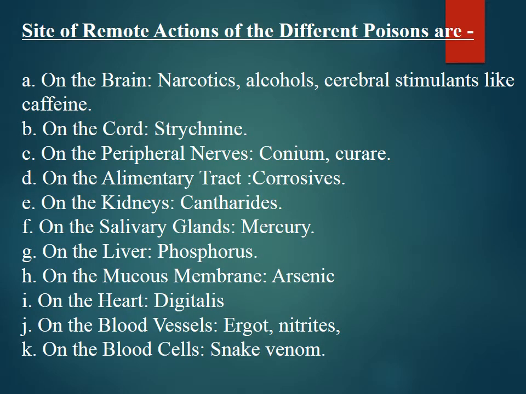Now, let's go to the site of remote actions of different poisons. If on the brain, use of narcotics, alcohols, cerebral stimulants like caffeine. On the spinal cord, use of strychnine. On the peripheral nerves, conium or curare. On the alimentary tract, the use of corrosives. On the kidneys, the use of cantharides. On the salivary glands, the use of mercury. On the liver, phosphorus. On the mucous membrane, arsenic. On the heart, the use of digitalis. On the blood vessels, the use of ergot and nitrites. On the blood cells, snake venom. So, these types of poison affect those parts of the body.